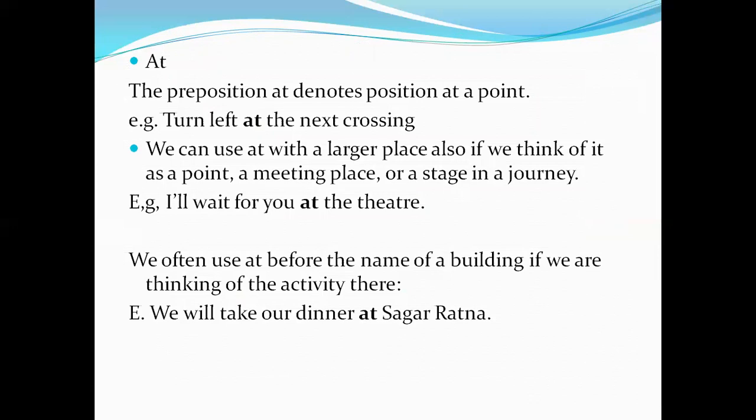The first preposition we have over here is at. The preposition at denotes position at a point. For example, turn left at the next crossing. We can even use at with a larger place also, if we think of it as a point, a meeting place, or a stage in a journey. For example, I will wait for you at the theater. We often use at before the name of a building if we are thinking of the activity there. For example, we will take our dinner at Sagar Ratna.